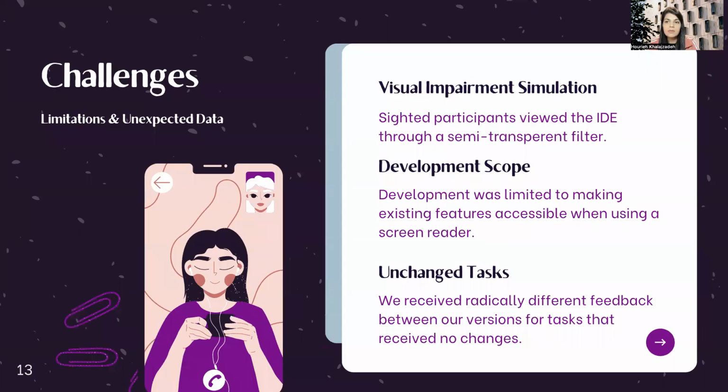We had some notable limitations in this research that I aim to overcome in my future research. First off, we simulated visual impairments using an opaque filter, as we only had one visually impaired participant among all our 12. This means that the results of this study may not necessarily cause the same result for a group of visually impaired participants.